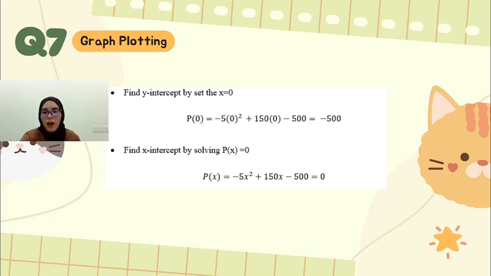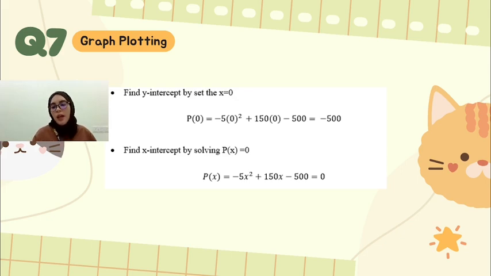And then next, for the x-intercept, we have to find where the profit P(x) equals 0. So this means solving the equation P(x) equals minus 5x squared plus 150x minus 500 equals 0. Okay, and then I want to simplify the equation. I will divide all the numbers by negative 5, since negative 5 is a common factor for this equation.